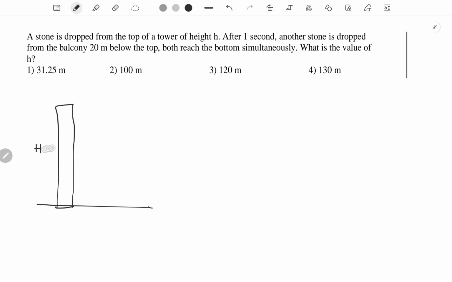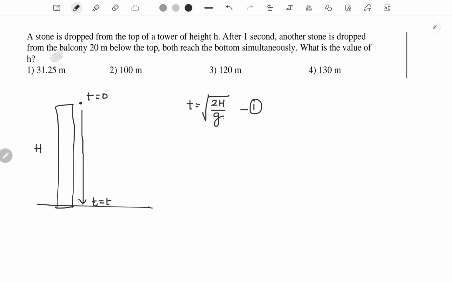Let's assume the height of that building is given by capital H. So you dropped, let's say, a body at t equal to 0. It reaches the ground at t equal to t. So it basically takes t amount of time to reach the ground. Okay, so we can write something like this. Time taken is root of 2h by g.